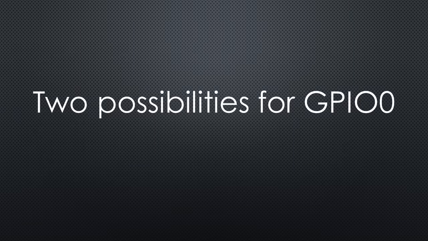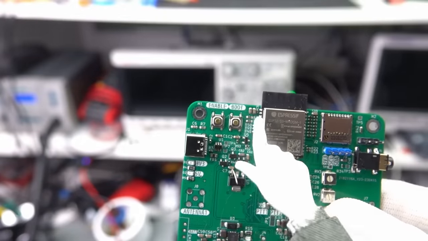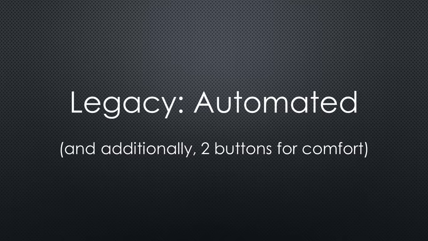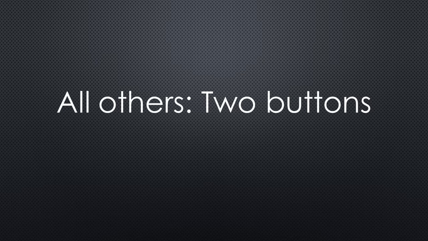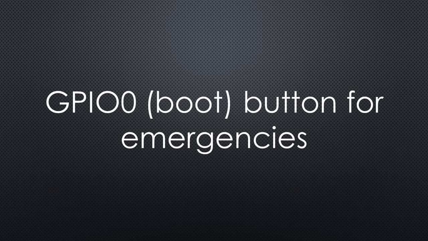As always, we have two possibilities to handle GPIO0. Automatically with the famous two transistor setup or using two buttons. For our legacy use case, the best is to use the automated two transistor setup. For all others, a design with two buttons makes more sense. Why? The reset button is obvious. I always want a reset button on my boards. GPIO0 acts more like an emergency button with the new chips. It sets the chip into upload mode when everything else fails.